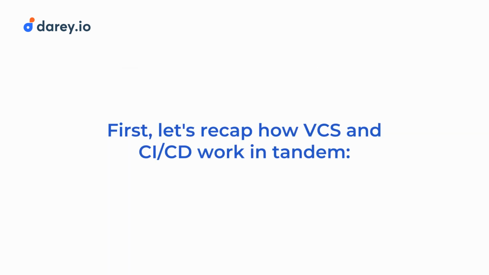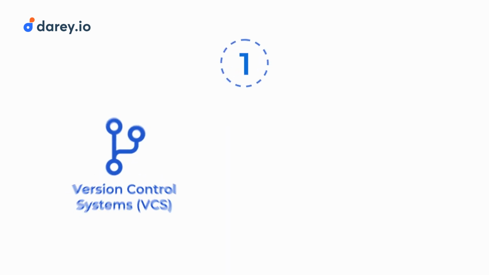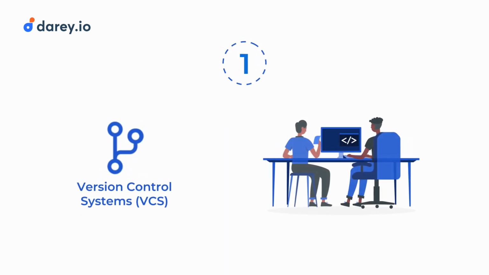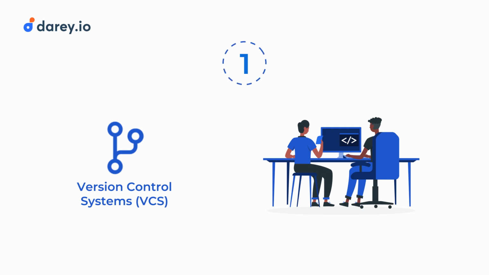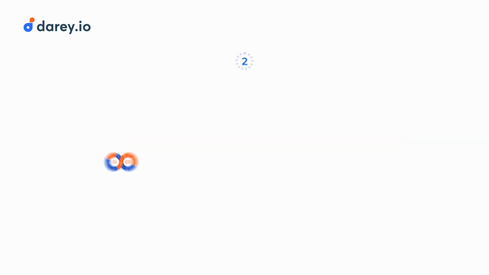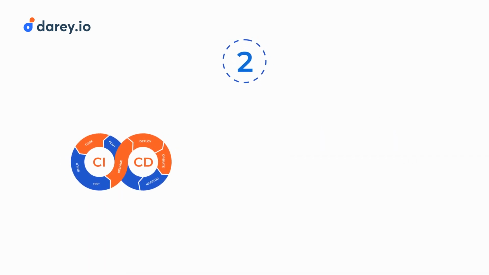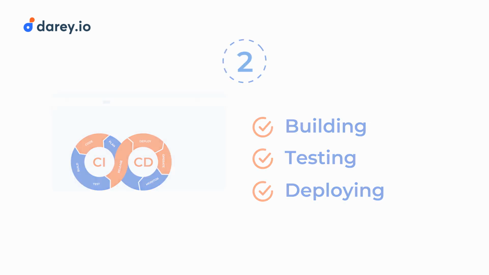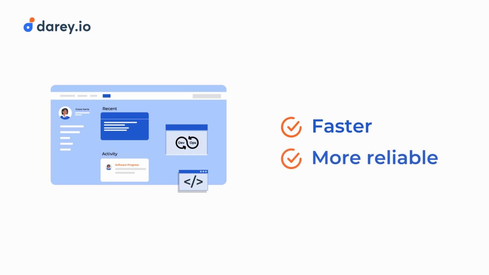First, let's recap how VCS and CI/CD work in tandem. VCS, which is version control system, enables developers to track and manage changes to their code base, ensuring consistency and collaboration among team members. CI/CD automates the process of building, testing, and deploying the code changes, making software delivery faster and more reliable.